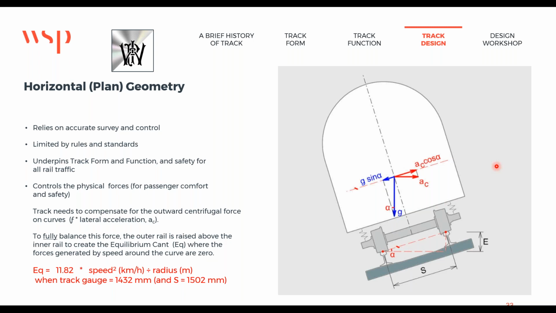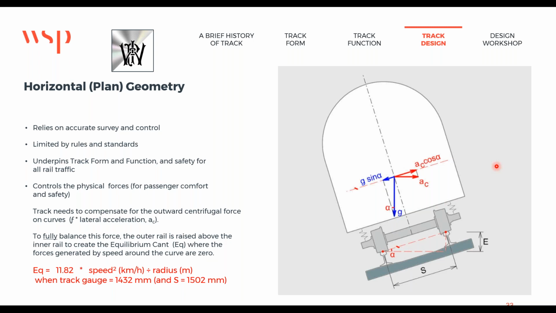How do we do that? We use an equation. The equation is EQ equals 11.82 times the speed squared, if it's in kilometers per hour, divided by the radius in meters. But only when the track gauge is 1432 and only when S is 1502. Now S in that picture is the track gauge of 1432 plus half of the rail head width, or one full rail head width.